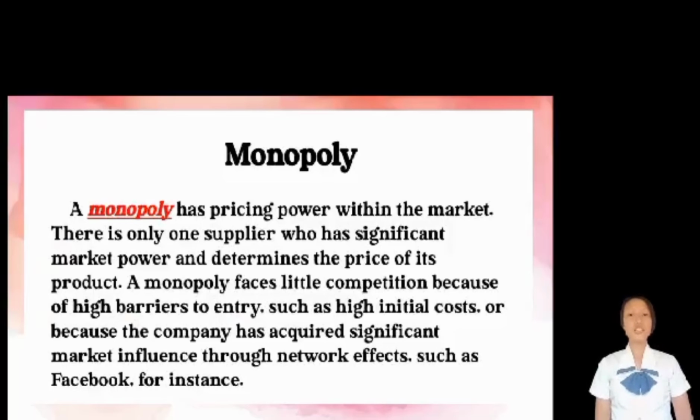So first is the monopoly. A monopoly has pricing power within the market. There is only one supplier who has significant market power and determines the price of its product. A monopoly faces little competition because of high barriers to entry, such as high initial costs, or because the company has acquired significant market influence through network effects, such as Facebook, for instance.